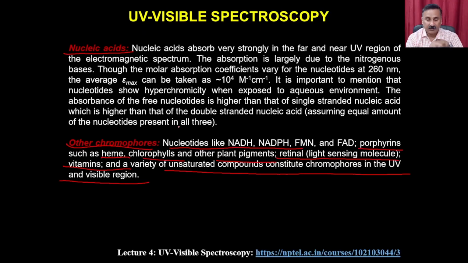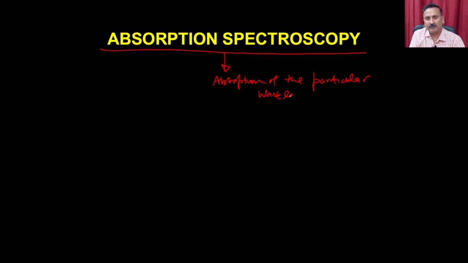Technically, UV-visible spectroscopy can be done in different modes. One is called the absorption mode, and the other is called the emission mode. Another is called difference spectroscopy. So in the absorption mode, what you are going to do is study the absorption of a particular wavelength light source.